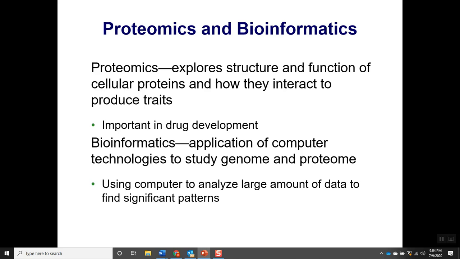Next, bioinformatics. This is an application of computer technology to study genomes and proteomes. That really helps us analyze a large amount of data and see if we can find significant patterns. Lots of money in that field.